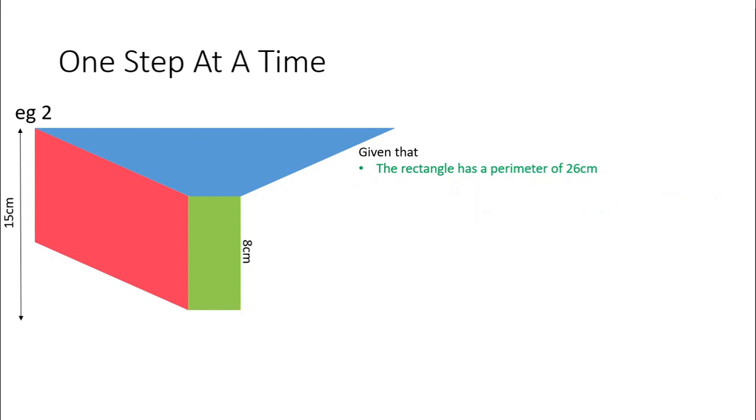So let's start with the formula. If you're given the perimeter, you should start with the perimeter formula. The perimeter of a rectangle is 2 lengths plus 2 widths, and that should be equal to 26 as we're told. We know the length is 8 centimeters, so that should mean that 26 is equal to 2 lengths, that's 2 times 8, plus 2 widths.